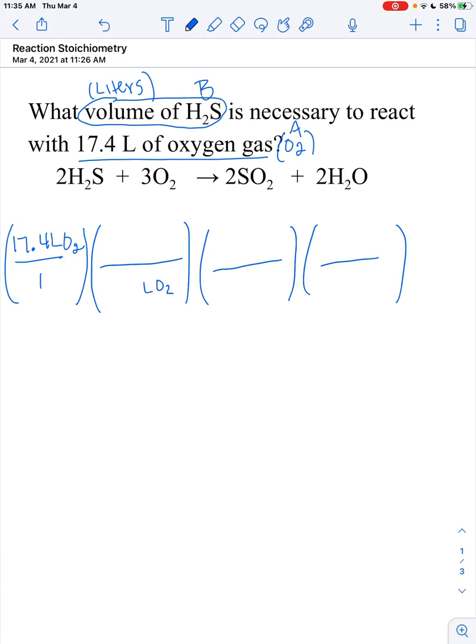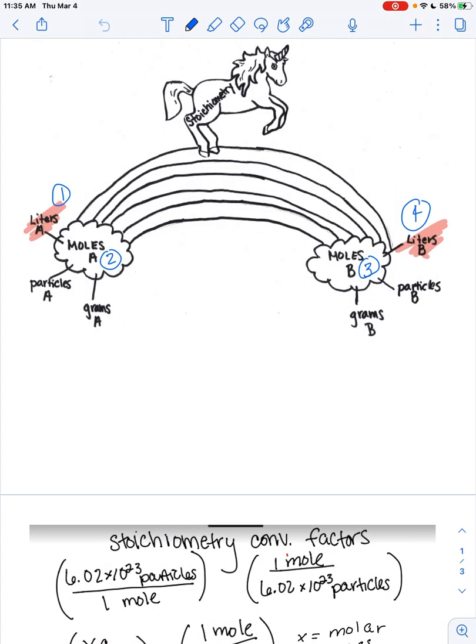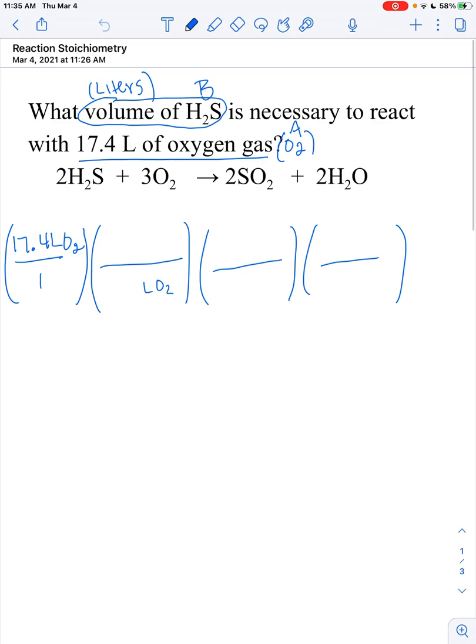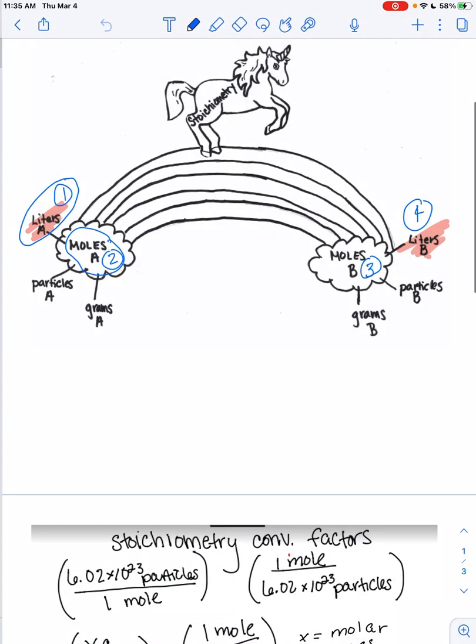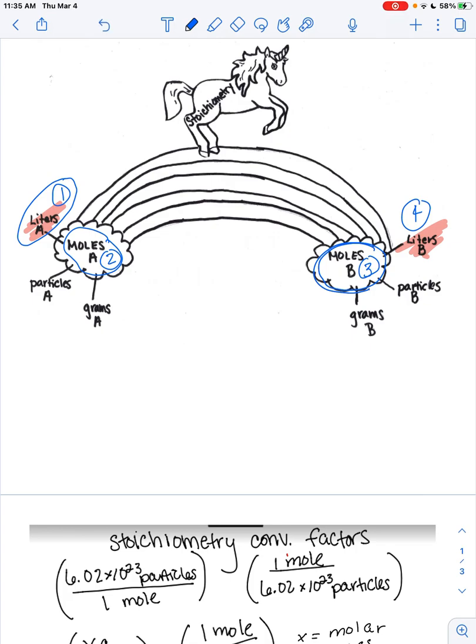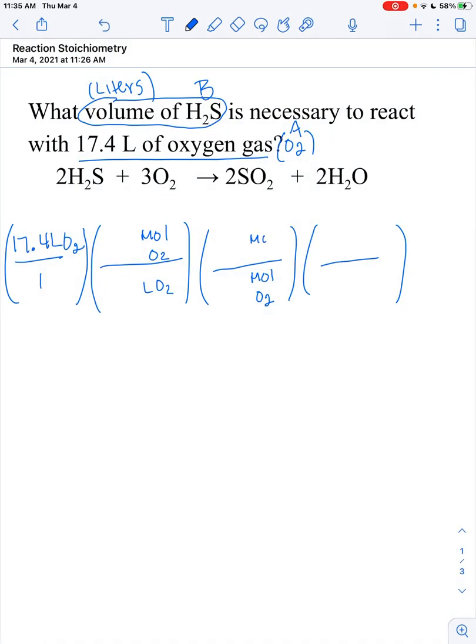To figure out what goes on the top, you look to your unicorn diagram again. So on the first factor, we had liters of A on the top, and we already have that from our given. So our second factor is going to be moles of A. So that's what goes on the top. We have moles, and our A in this problem is O2. Then we drop down moles of O2. And to figure out what goes on top of our third factor, we go back to our unicorn. Our third factor is going to have moles of B on top. So moles, and in this case, B is H2S. We drop that down, and then whatever you're looking for goes on the top of your last factor. So that's liters of H2S in this problem.